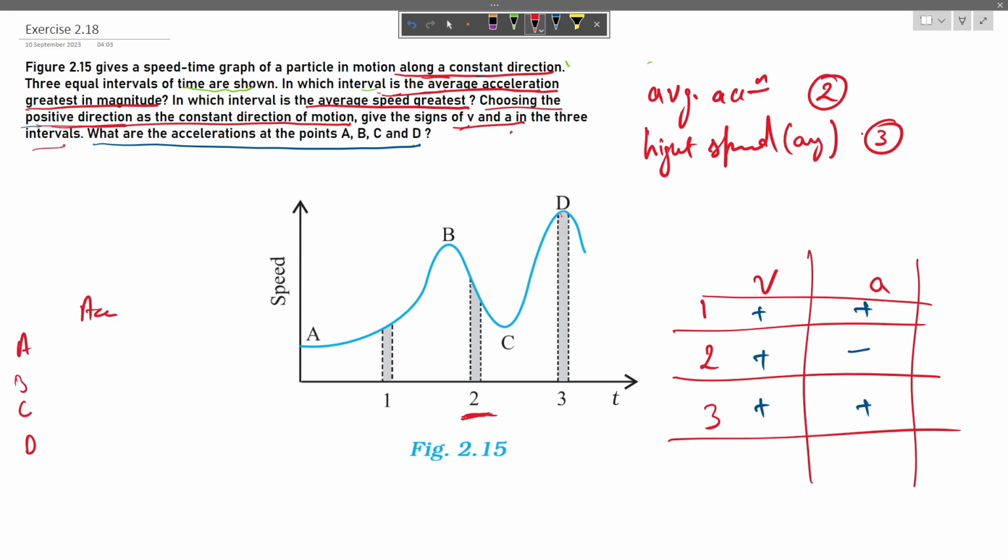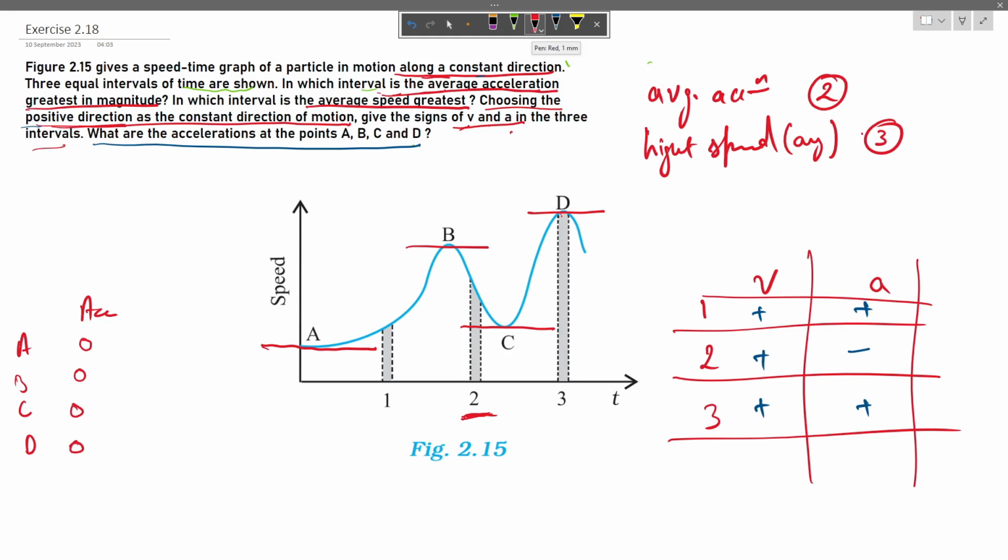When we plot the slope at point A, it is going to be a horizontal line, so acceleration is going to be 0, and at B also it is going to be a horizontal line, so it is going to be 0, and acceleration at point C is also going to be 0, and acceleration at point D is also going to be 0.